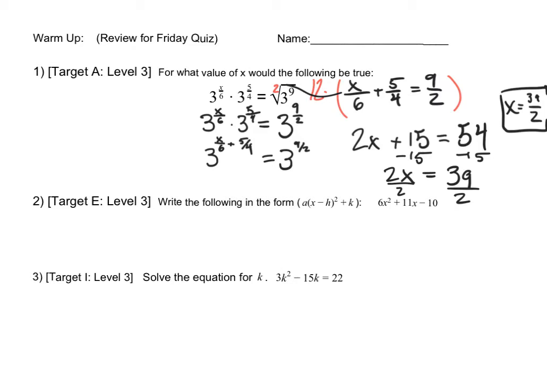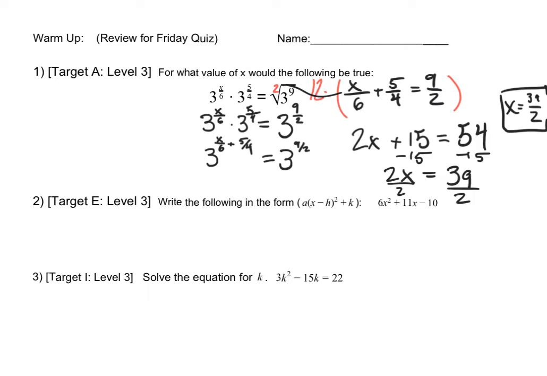Second problem. We need to write the following in vertex form: a times (x minus h) squared plus k equals something. So this target E is all about equivalent forms of expressions. So usually you've got some expression, you need to change it into something else. Could be an exponential, like in level 1, could be a quadratic, like here. More than likely it's going to be a quadratic because we're studying quadratics at the moment.